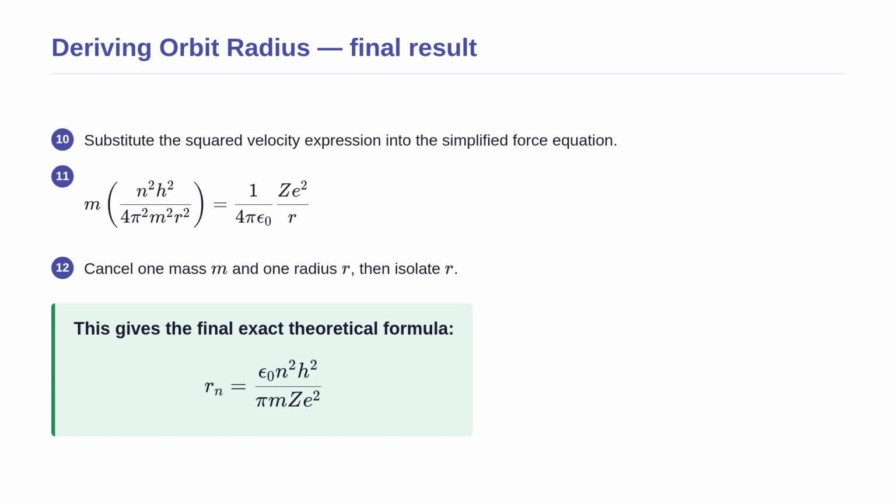This gives us the final theoretical result for the radius of the nth orbit. When you plug in the standard numerical values for all these constants, it simplifies beautifully into the easy-to-use formula we applied earlier.